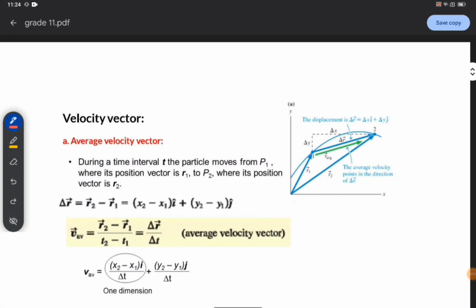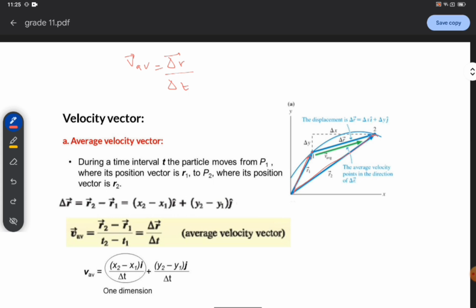Velocity vector. Average velocity vector. The average velocity vector V average is equal to delta R over delta T, where delta R is the displacement vector. During a time interval T, the particle moves from P1, where its position vector is R1, to P2, where its position vector is R2.